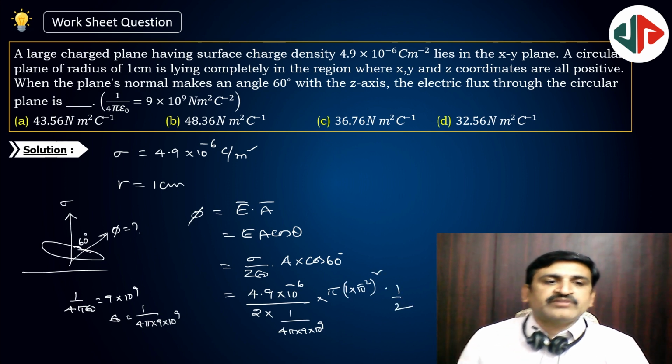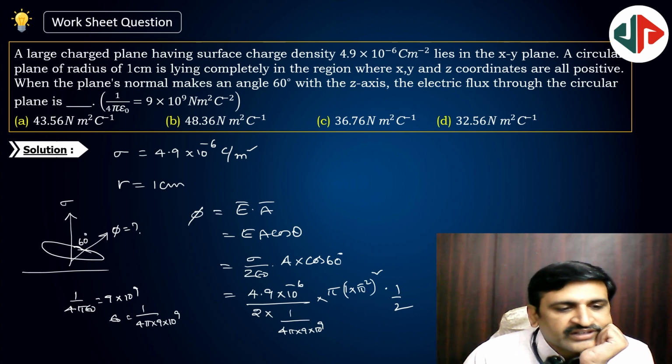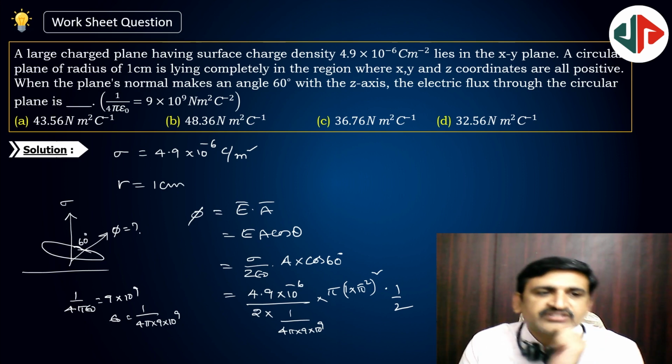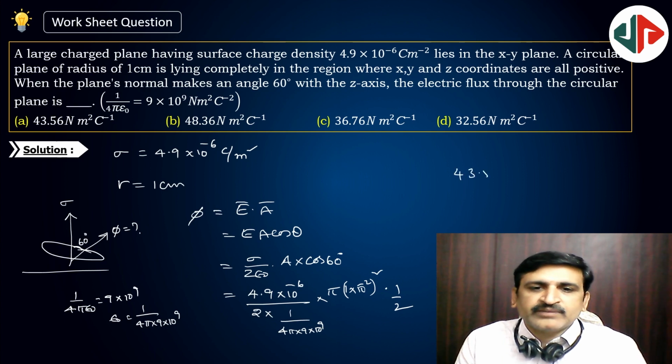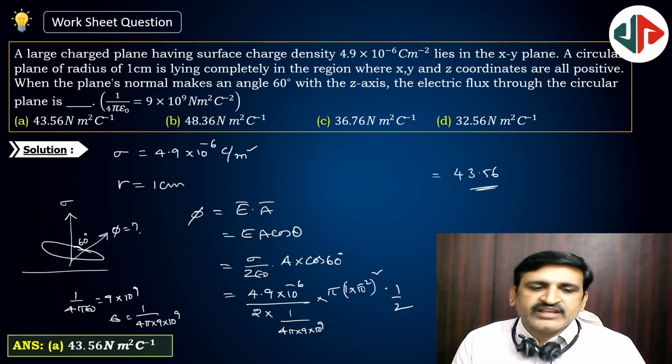So it's a simplification you can do. 1 by 4 pi epsilon naught is 9 into 10 power 9, so 1 by 4 pi 9 into 10 power 9 is epsilon naught. Epsilon naught value is here, you substitute. Then after simplification, it's hardly 43.56. It's coming 43 or 48, 43 is preferable. Yes, option A, Newton meter square per coulomb.